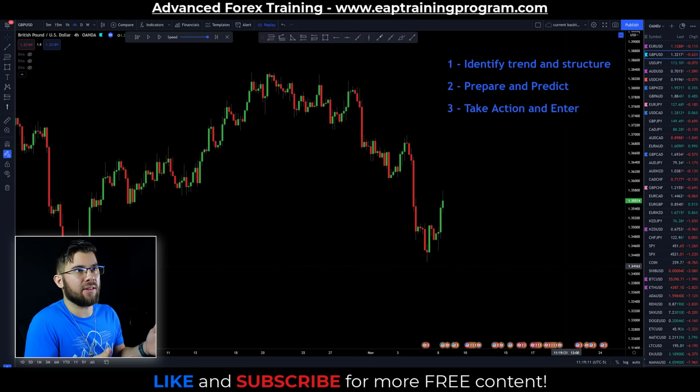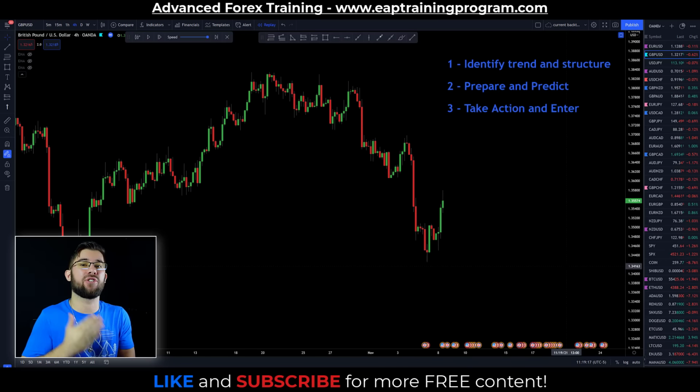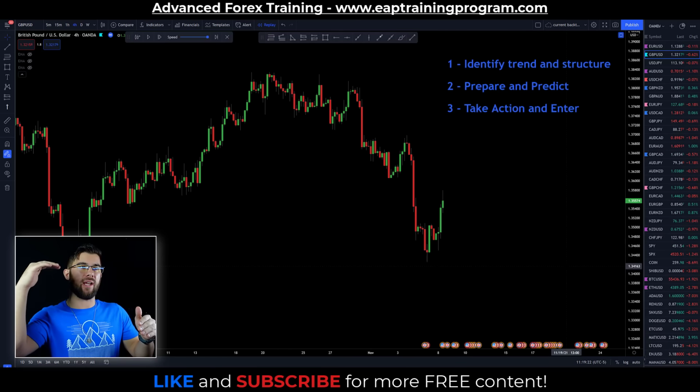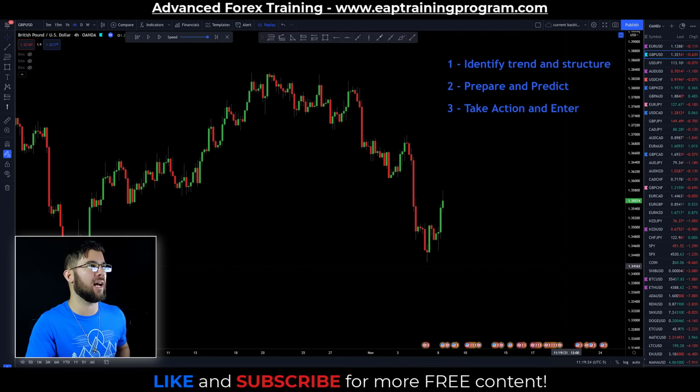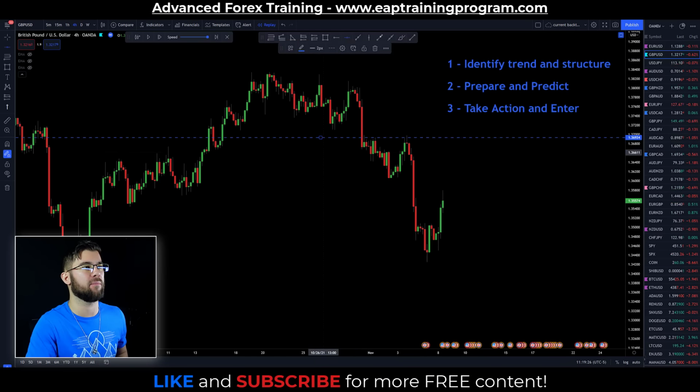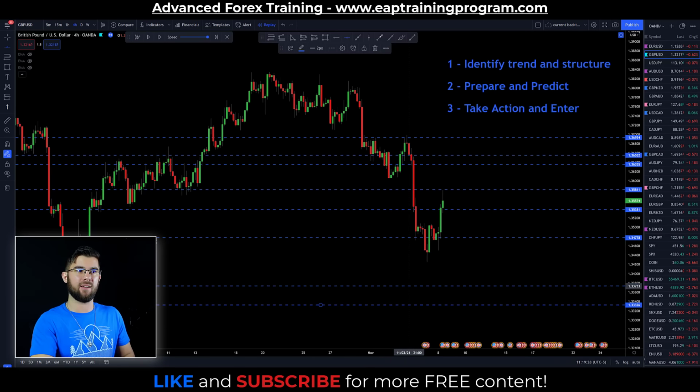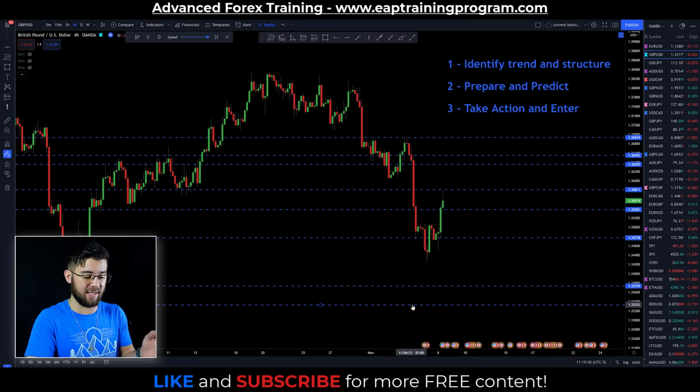So here on the pound dollar, let's go through the same thing. What's our first step? Our first step is to identify a trend and the structure level that we want to pay attention to. Have you ever seen traders that have like 1,000 horizontal lines on their chart? Hopefully I can delete these pretty quick, but this is what their chart looks like. Do you know what I'm saying? Maybe your chart looks like this.